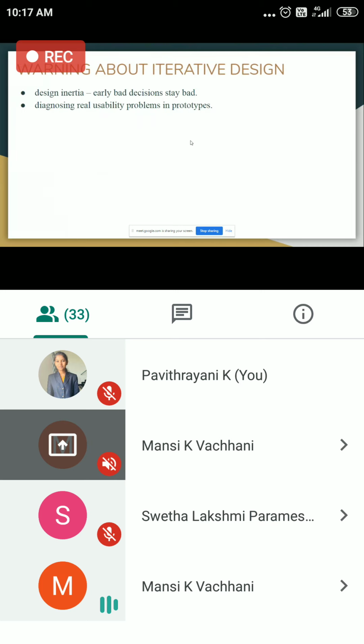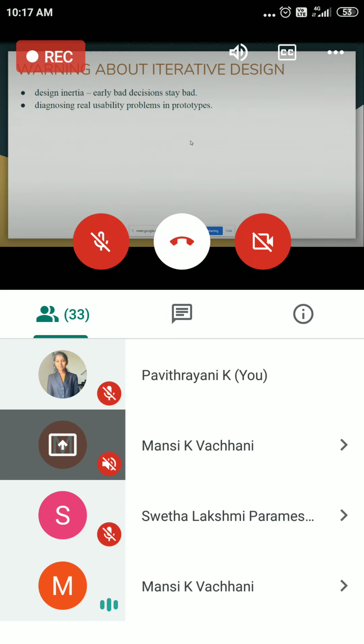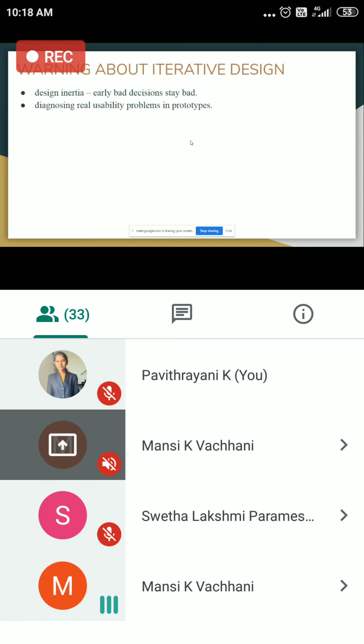Now the warning about iterative design: design inertia, early bad decisions stay. If a decision is taken in the early phases, it will later become very difficult for the team to develop. If customers give decisions at the initial stage and later say no, we do not want it like this, we want it like this, it becomes very difficult. So for that, iterative design is taken. If they have the customers' requirements iteratively, it will be easy for them to develop a product.